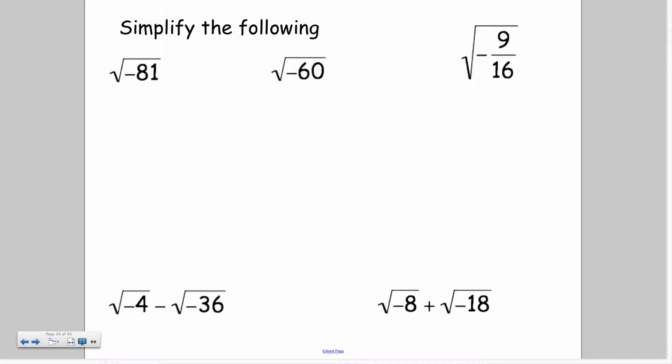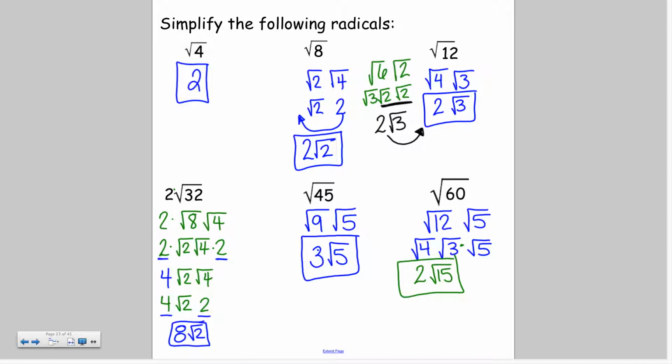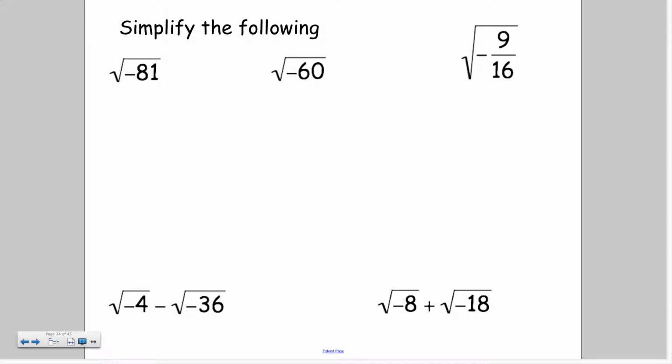All right. Now let's go ahead and do these. The only difference is these have negative. Now as you saw before, up here, I was splitting these up. Okay, I'm going to do the same thing with a negative. All right. I know that 81 and negative 1 will give me a negative 81. So I'm going to take that negative 1 out. And then I've got something I can work with.